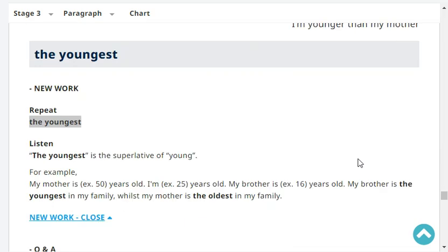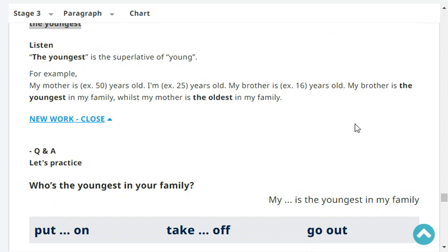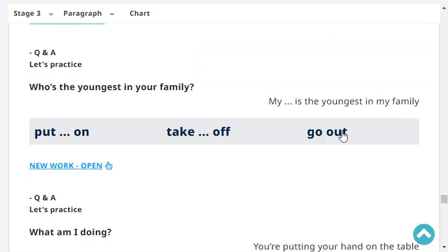For example, my mother is 60 years old. I'm 43 years old. My brother is 16 years old. So my brother is the youngest in my family, whilst my mother is the oldest in my family. Let's practice. Who's the youngest in your family?